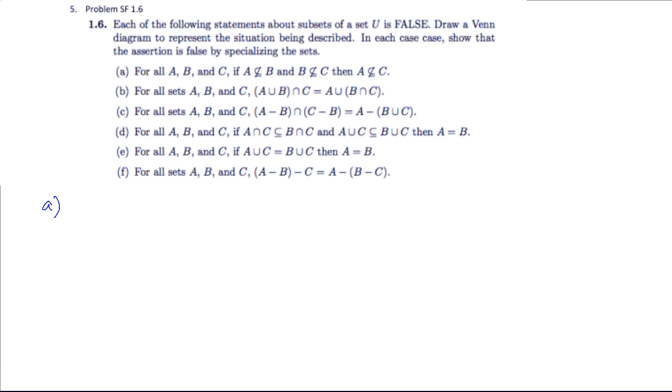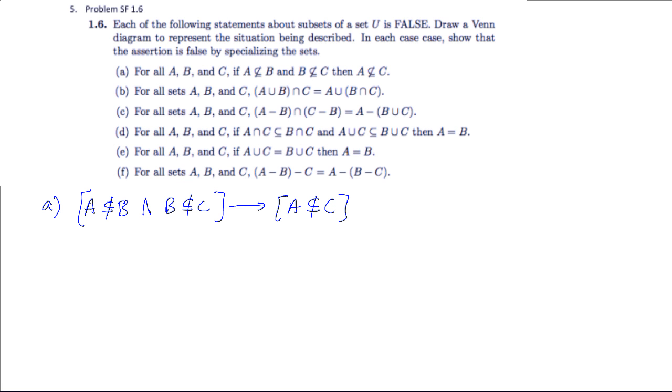Starting with A, and we'll see how many of them I can get in one video and onto one page. Let's see, it says that this statement is false. For all A, B, and C, if A is not a subset of B and B is not a subset of C, then A isn't a subset of C. So they're claiming that this is false, and this is an if-then statement. Let's write it out in symbols. A is not a subset of B, and B is not a subset of C. I did this one on the board, I'm quite sure. Then A is not a subset of C.